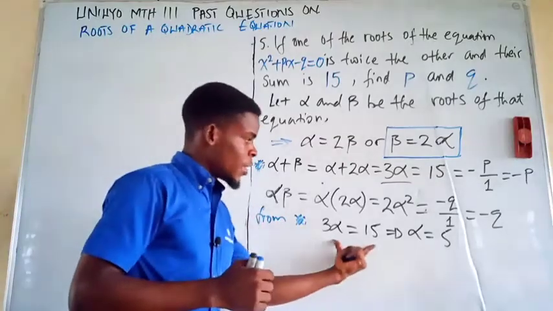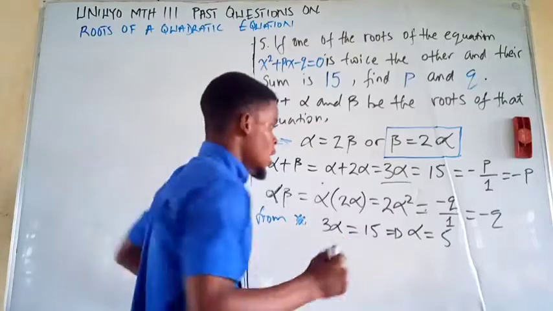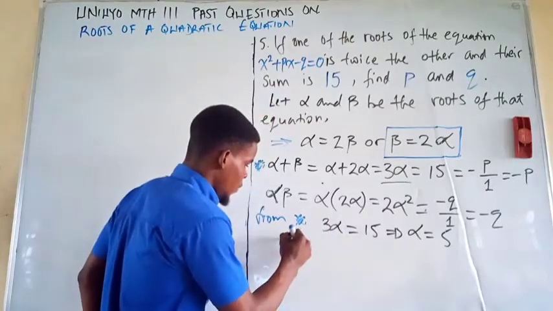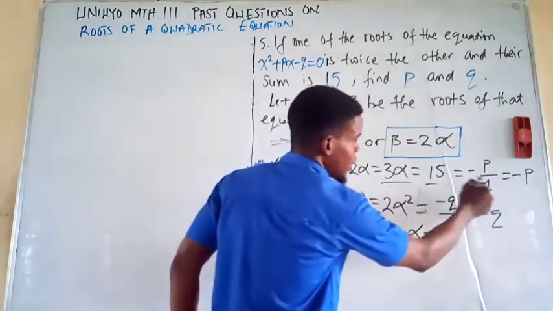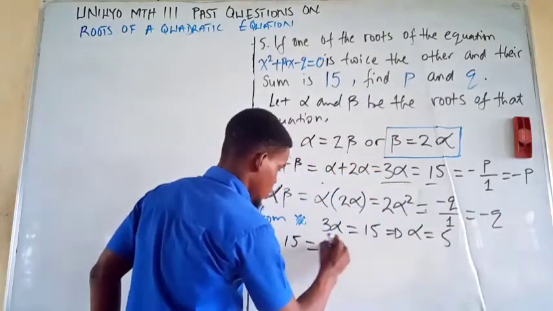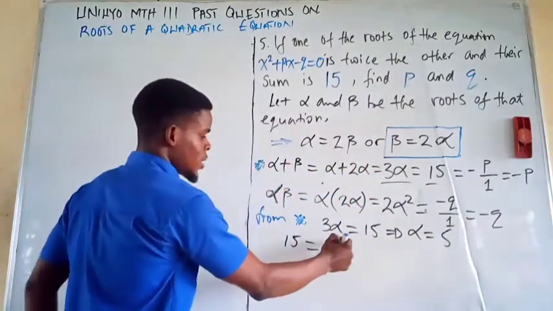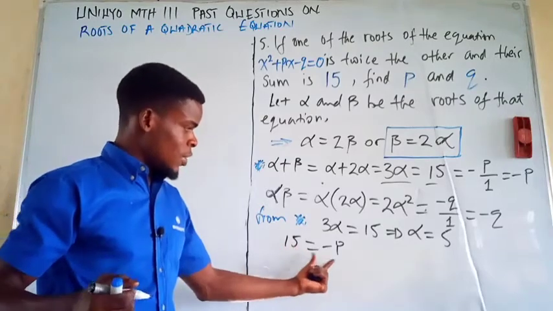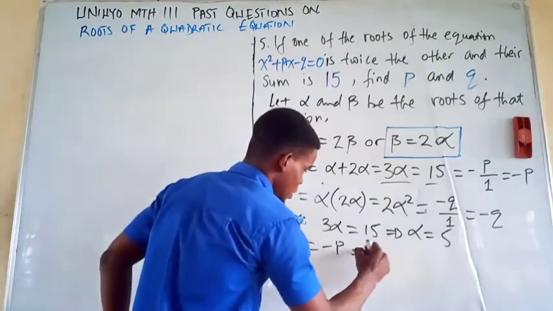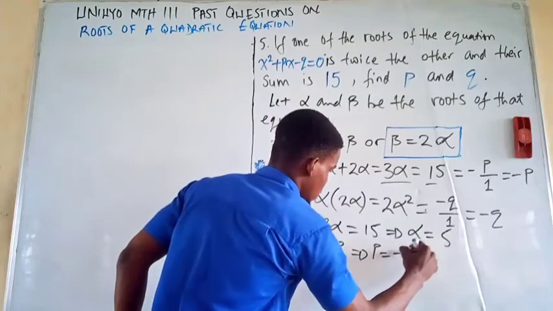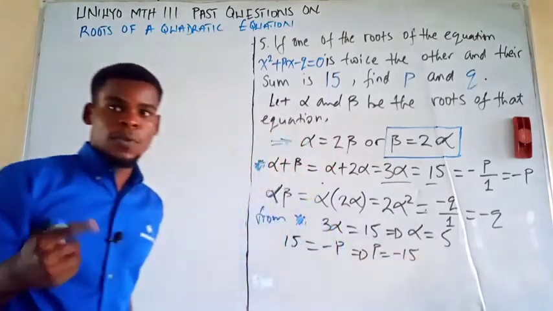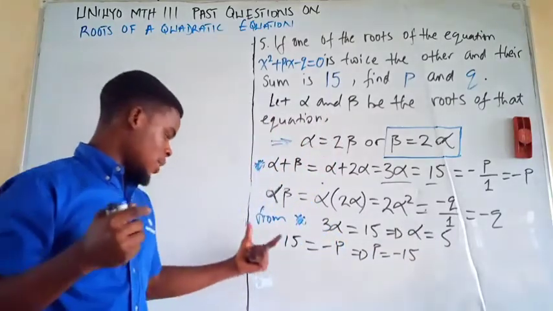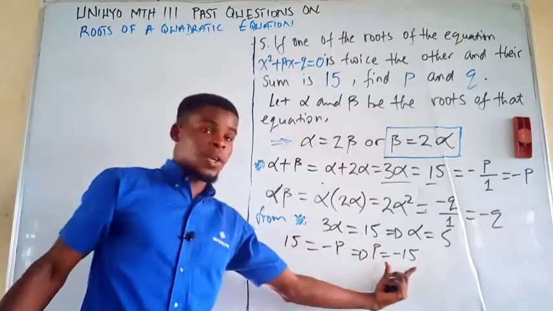Again, we know that 3 alpha is equal to 15, which means that 15 is negative p. So from there we can just get the value of p. Very short. Since 15 is equal to negative p, it implies that p is equal to negative 15 by just multiplying negative 1 on both sides. Multiply both sides by negative 1, and we get that p is equal to negative 15.